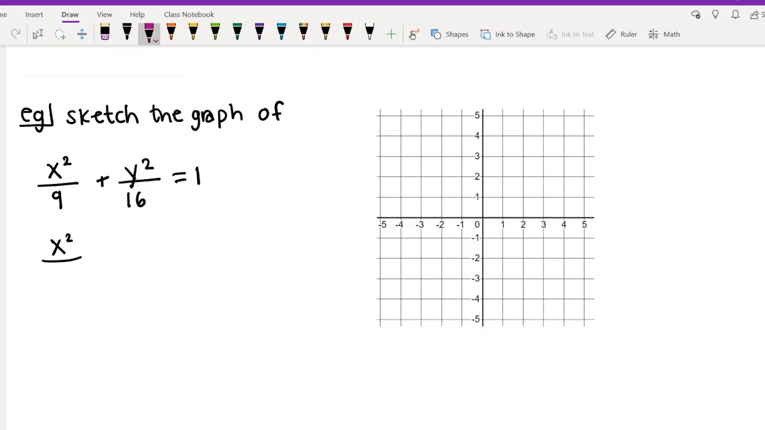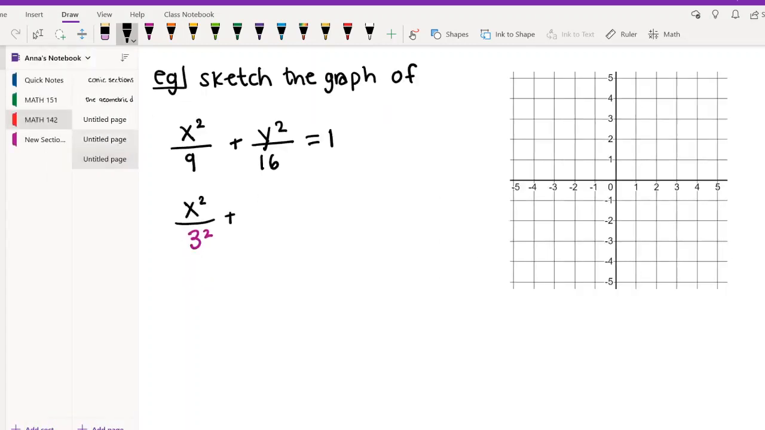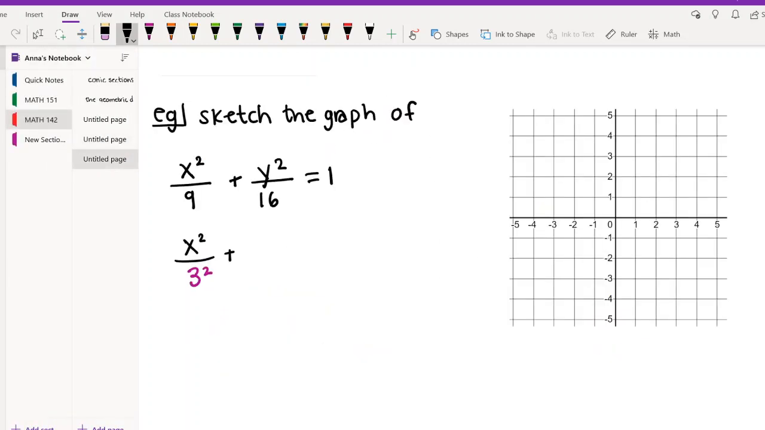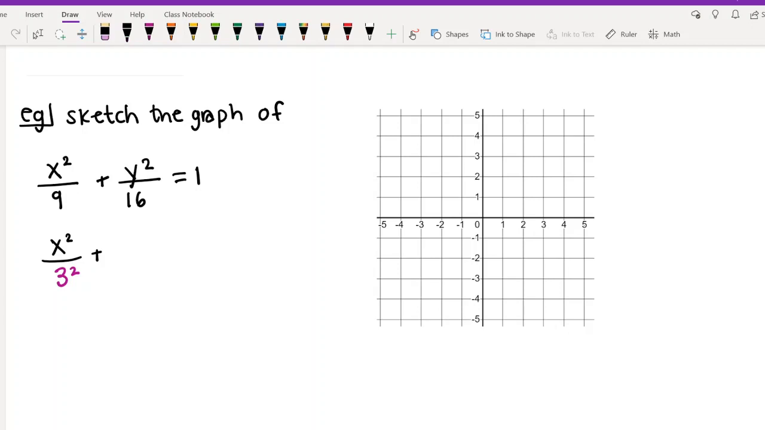So what is 9? Well, 9 is 3 squared. And I just flipped my color, sorry. Let me switch that back. And then 16 can be written as 4 squared.